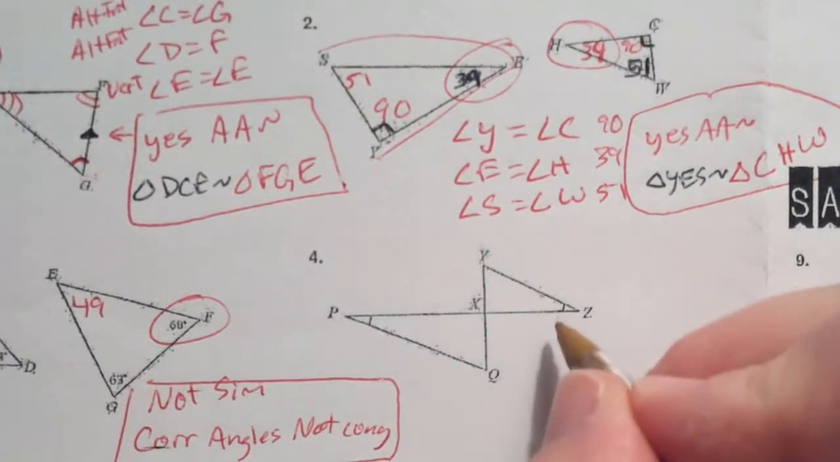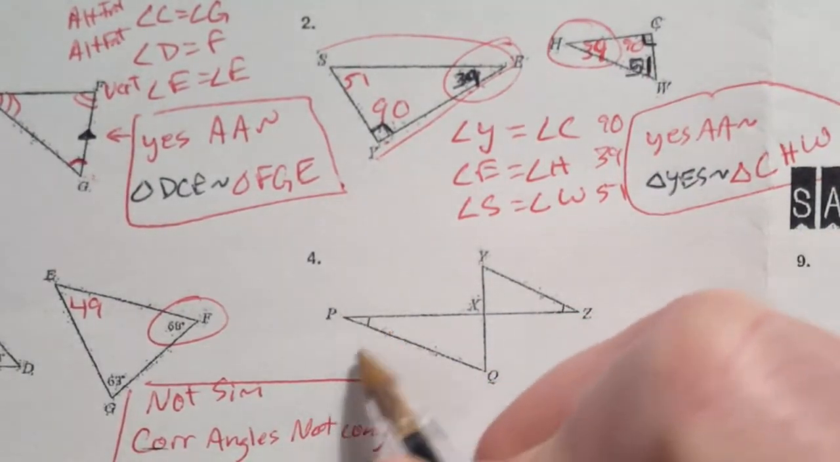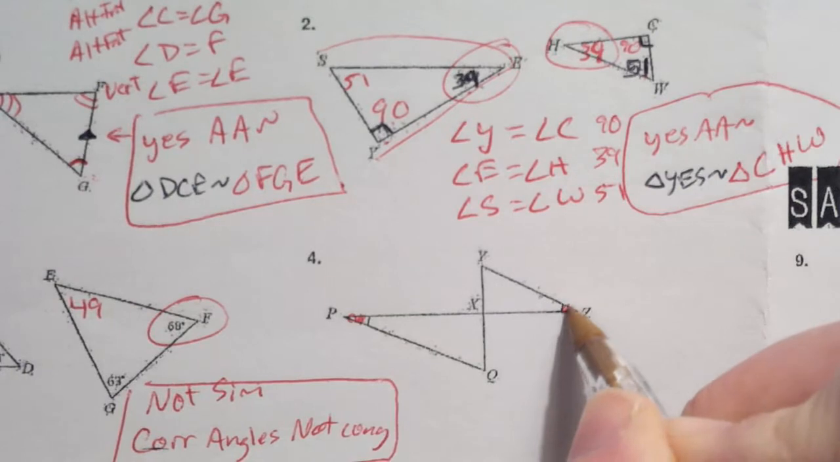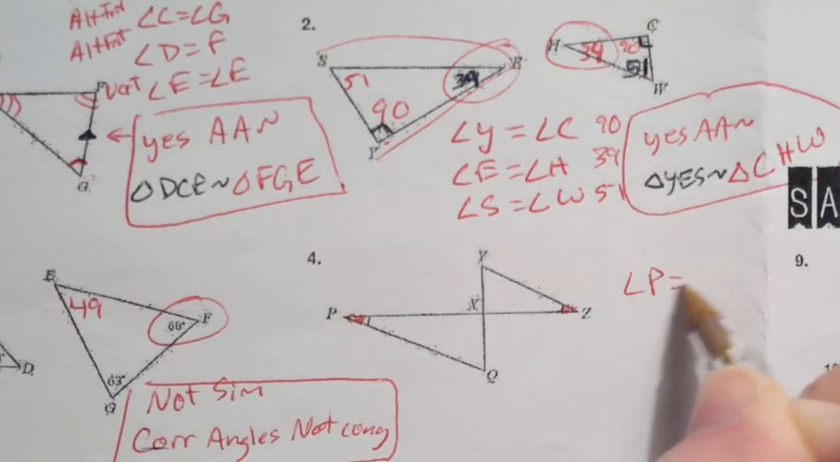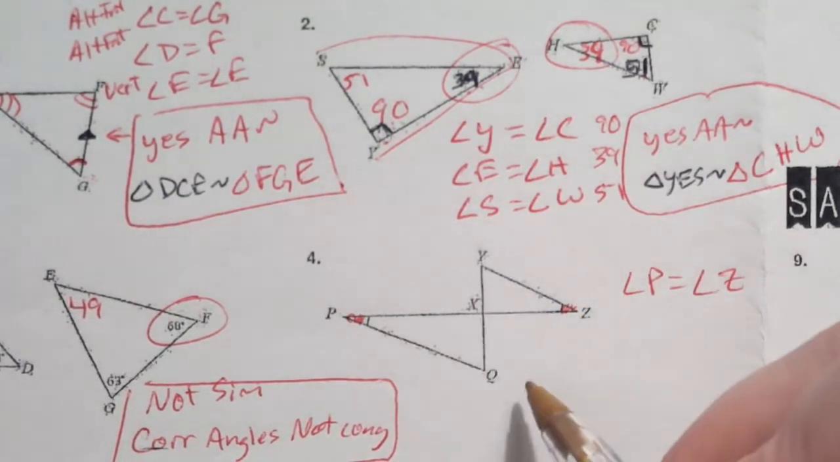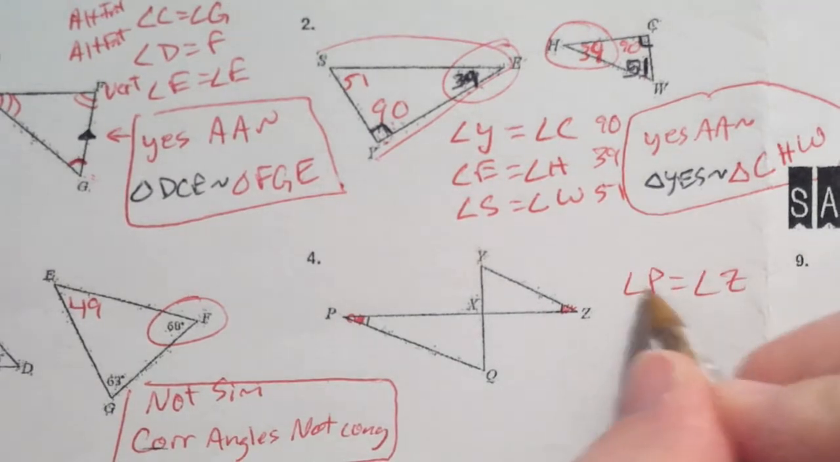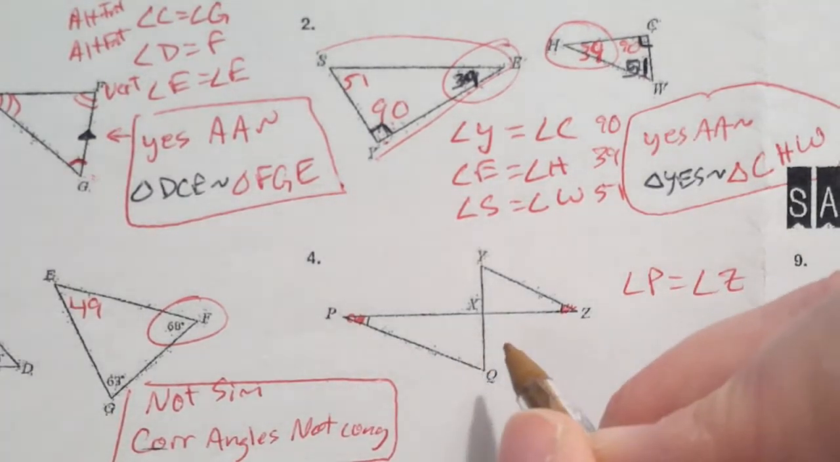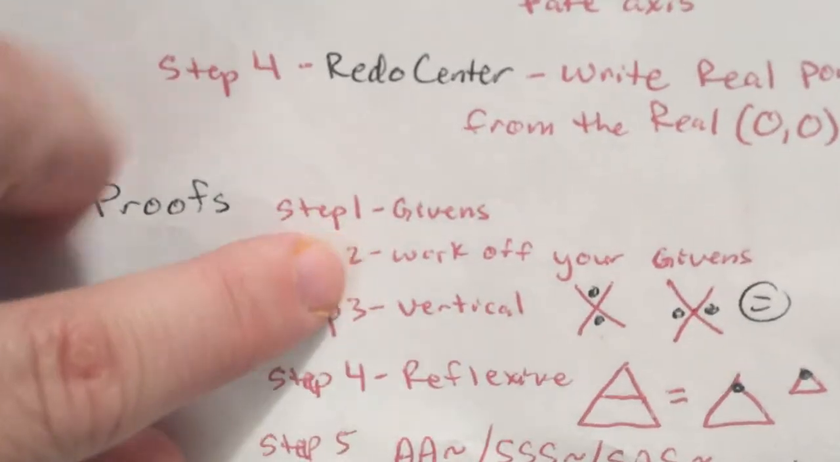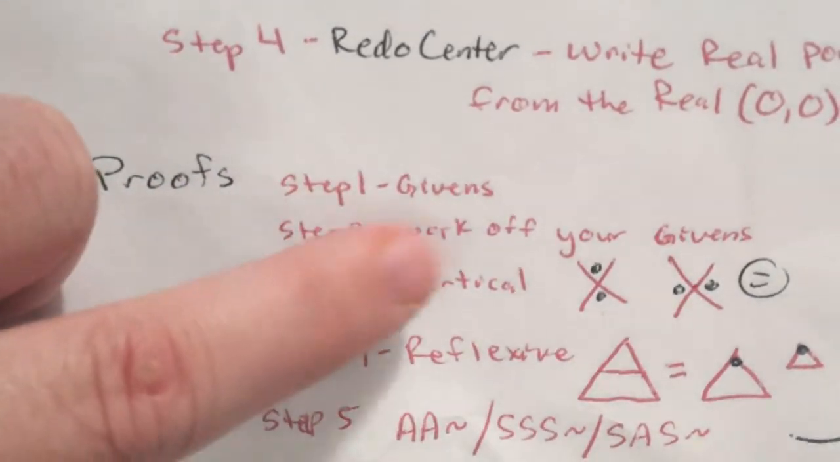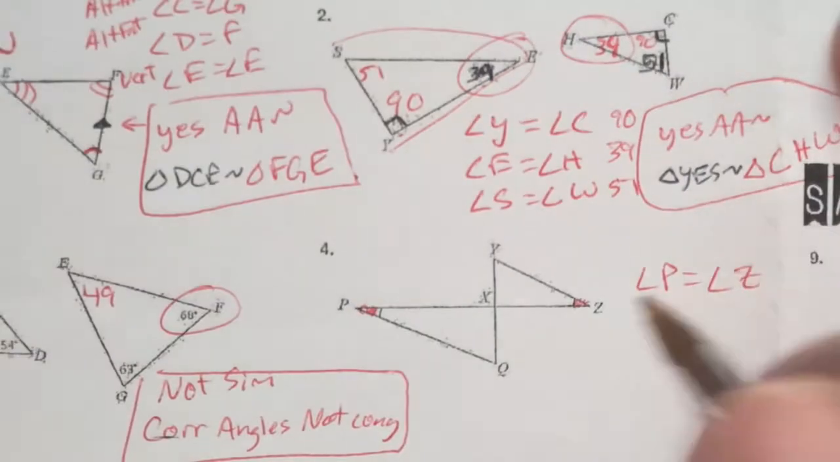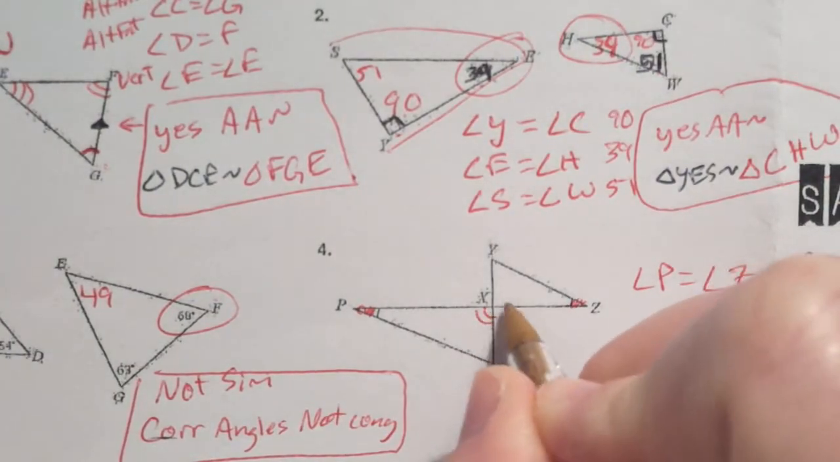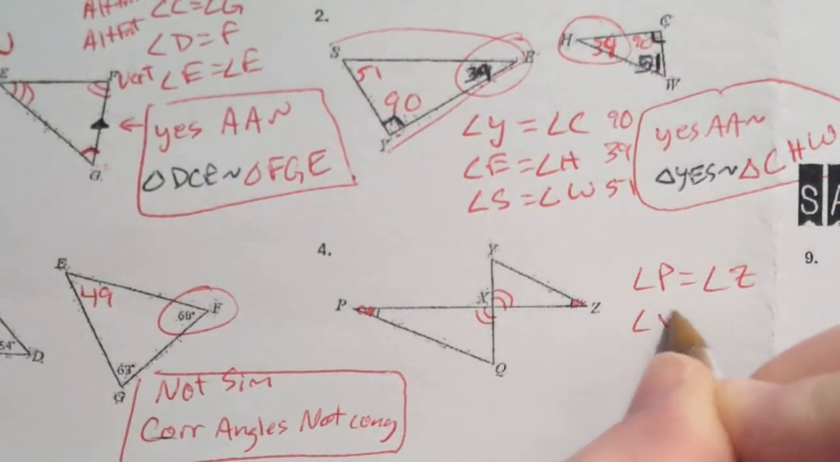Okay, and number 4. They said that angle P is equal to angle Z. Excellent. Do I have another one? That was given, but then what else can I try? We would do our givens. There's no parallel line, so we can't use that. So our other fallback is vertical angles, so X is equal to X.